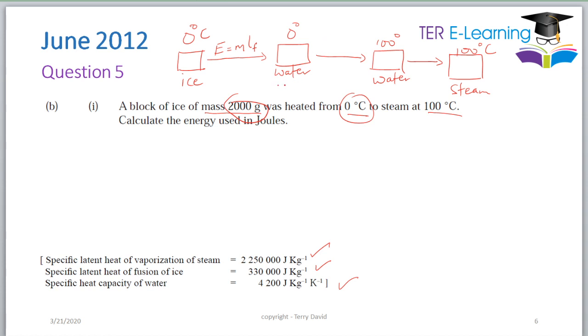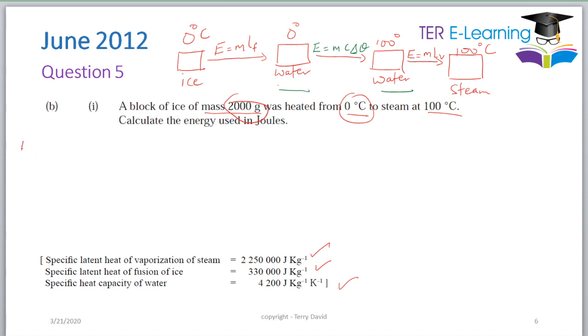Then when we have water at 0 degrees, and so when we have water here and here, the formula we're going to use, because we only change in temperature, is mcΔθ. And then in this stage here, we're going to be converting water at 100 into steam at 100. So for this one, we have a change of state without a change in temperature. So that is mL_V, right? So we have to work this out in 3 parts basically.